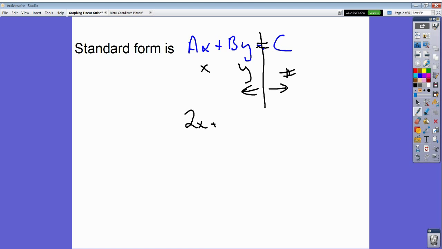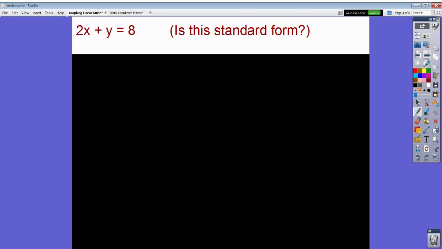So if I have 2x plus 3y is equal to 12, it's standard form because there's my x, there's my y, and here's my number, right? So very easy way to determine if it's written in standard form. So let's go ahead and look at this first example. We have 2x plus y is equal to 8, and we're trying to figure out if this is written in standard form. When I look at my left-hand side, I have my x and I have my y, and then on my right-hand side, I have the number. So yes, this is in standard form.